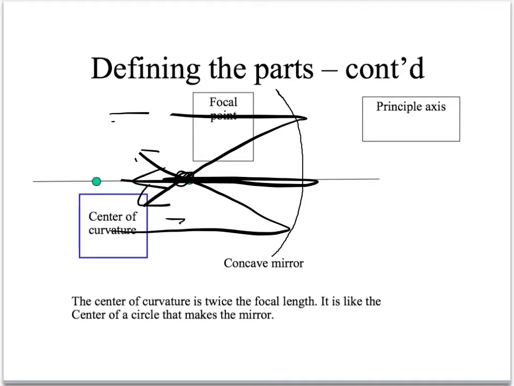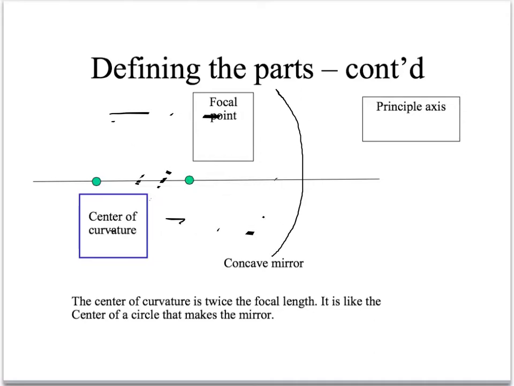We also have a center of curvature because we're assuming that these are spherical mirrors. So the center of curvature is kind of like the radius. And then we have the principal axis, our line through the middle. So a concave mirror bends towards where the light is going.